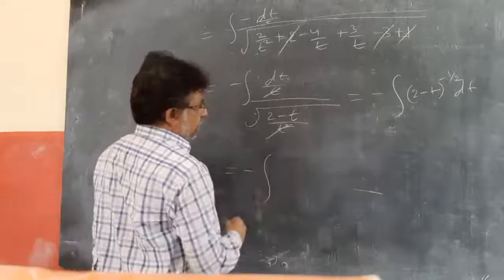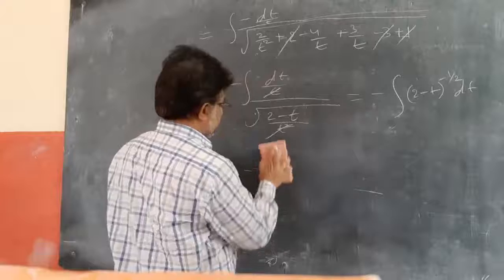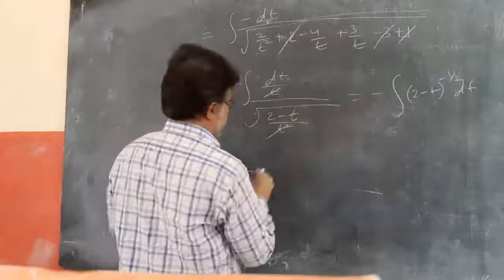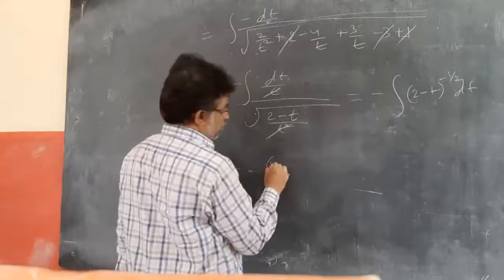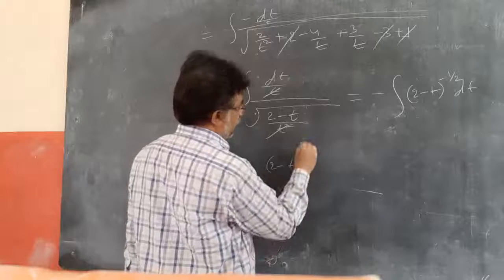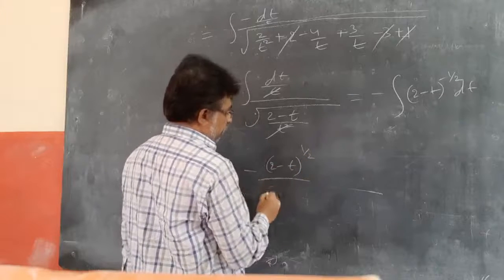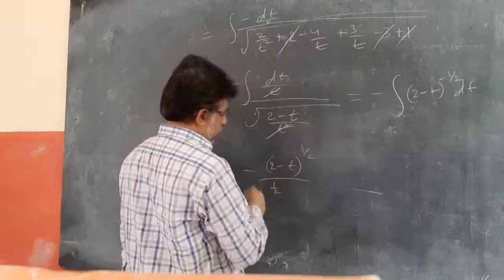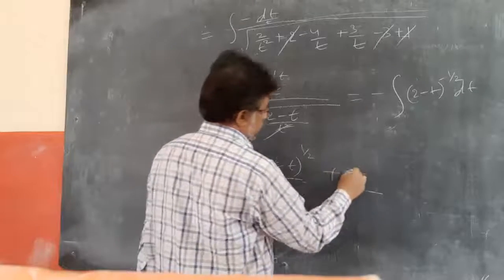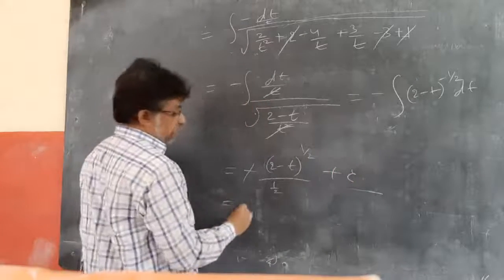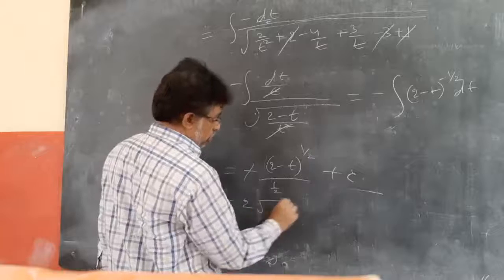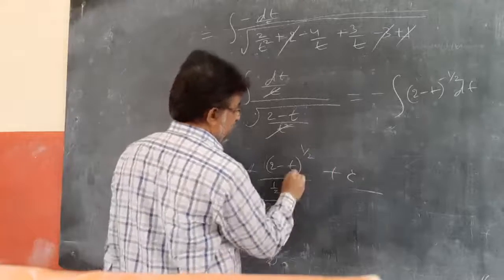minus the integral of x power n form, x power n plus 1 by n plus 1. So (2 minus t) whole power minus 1 by 2 plus 1, that is 1 by 2, by 1 by 2, into the inner derivative, minus plus. So 2 goes to the numerator: 2 into root of 2 minus t.